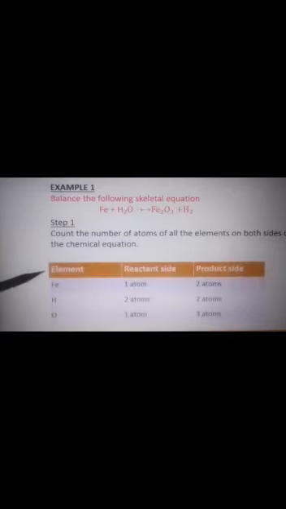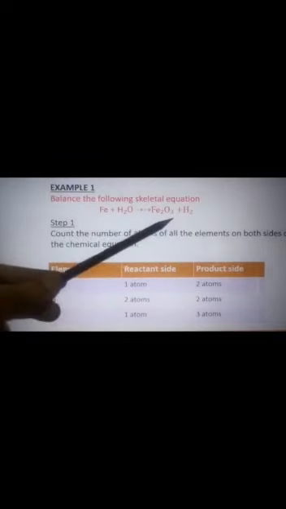Here you can see there are two atoms of iron, whereas there is only one atom of iron over here, and one atom of oxygen, whereas there are three atoms of oxygen. In order to balance them, what is the first thing that we need to count? The number of atoms of the elements on both sides of the chemical equation. Therefore, looking at the reactant side, these are called the reactant side and these are called the product side.